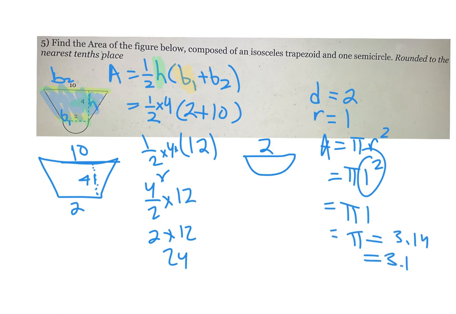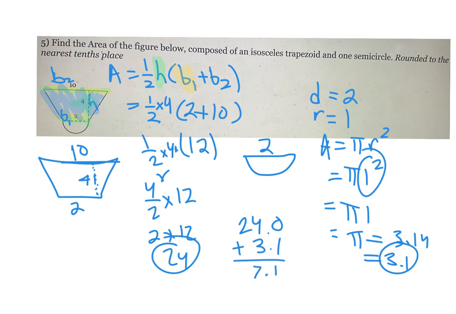Final step, add that together with the other side. So 24 plus 3.1, we're going to add our decimal, line it up, add your 0. 0 plus 1 is 1. 3 plus 4 is 7. 2 plus nothing is 2. And our final area for this irregular shape is 27.1. And we are done. That's it.